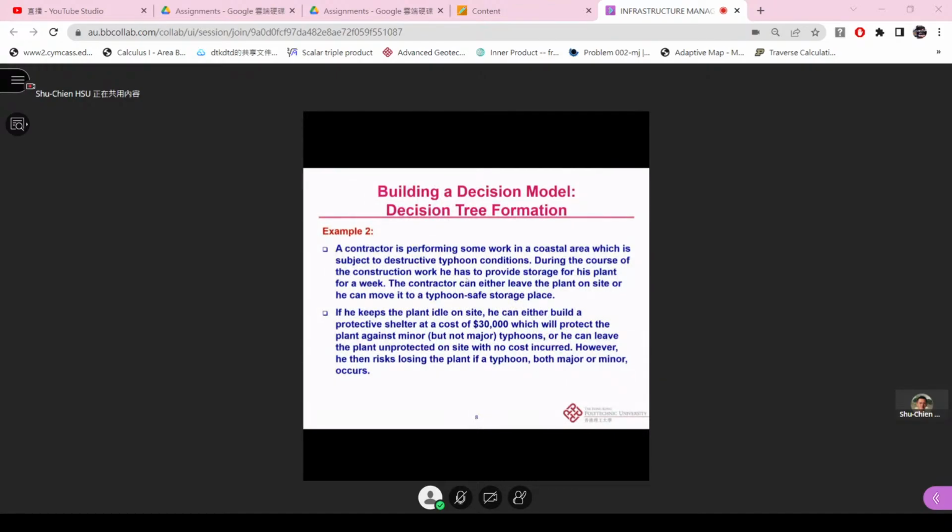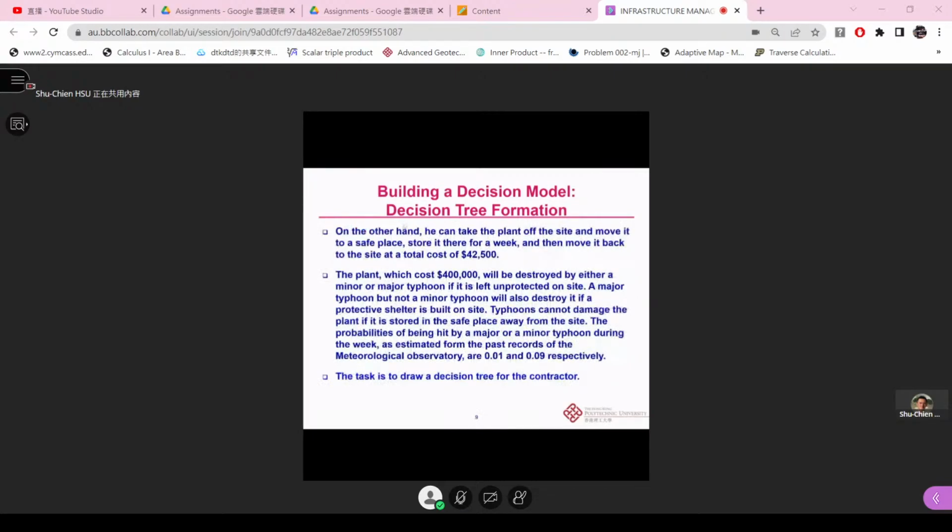So we can now see that the decision tree will have a different kind of direction. Or he can leave the plant unprotected on the site with no cost incurred. But here, like I mentioned before, when we make this kind of decision, it will have associated costs and associated risks, and so it will come up with different results. However, he then risks losing the plant if a typhoon, either major or minor, occurs if he decides to leave the plant on the site.